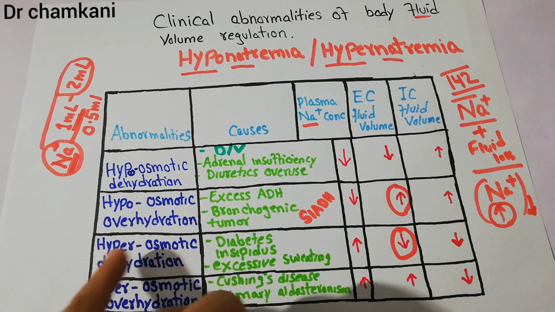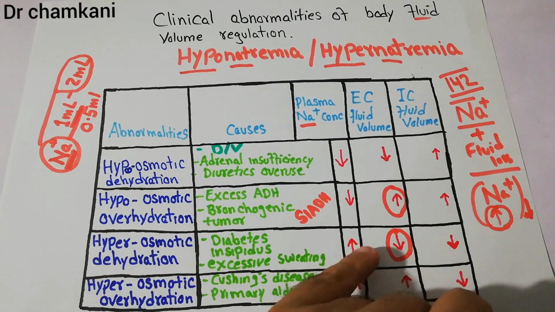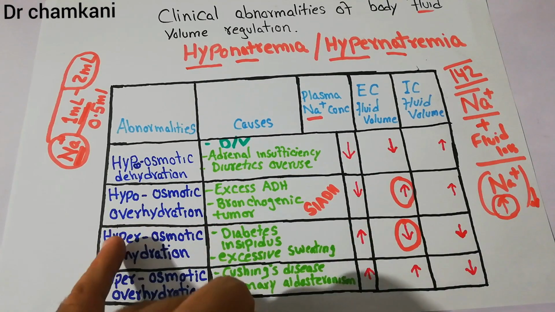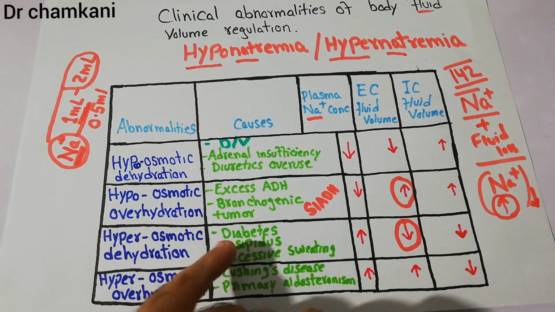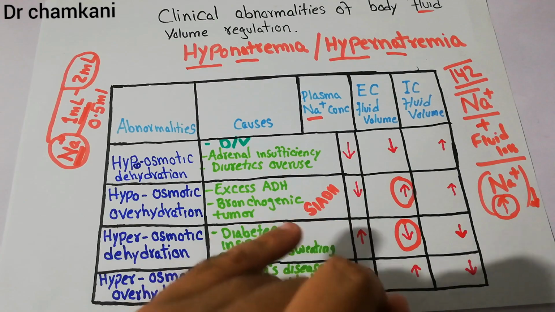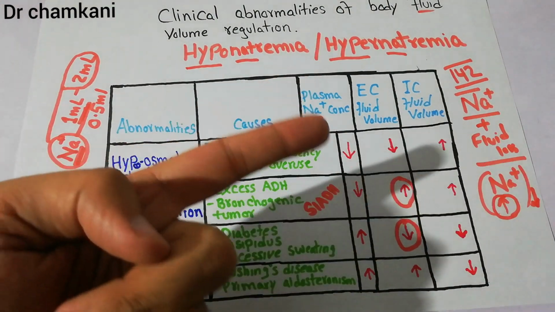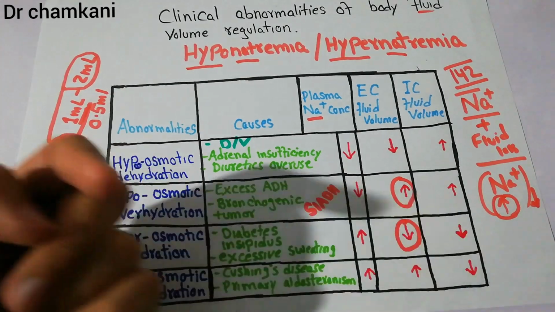it hyper-osmotic dehydration, because the number of osmoles are increasing, osmolarity is increasing, but fluid is being lost, dehydration is occurring. So these conditions are called hyper-osmotic dehydration. And a good example is diabetes insipidus, in which ADH cannot function, so fluid is lost from the kidneys and sodium is retained. So the amount of sodium increases, concentration increases, and the fluid is being lost.